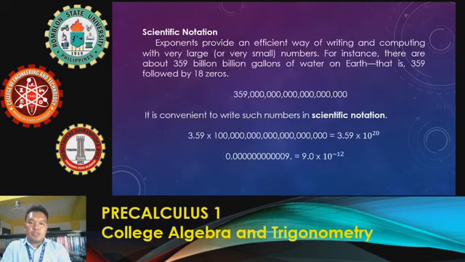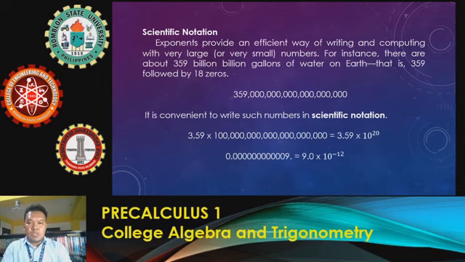Then, scientific notation. So, exponents provide an efficient way of writing and computing with very large or small numbers. So, si scientific notation ay ginawa po siya for convenience po natin kasi syempre kung sobrang haba po ng numbers na kailangan nating isulat, so we can write it in scientific notation, no? So, same values pa rin naman siya. Yun nga lang, hindi lang natin nilalagay yung mga zeros.